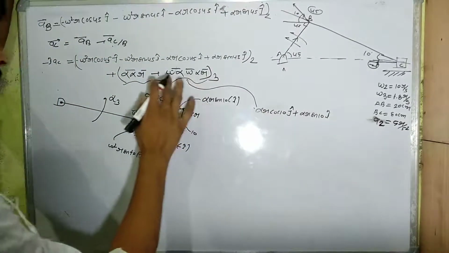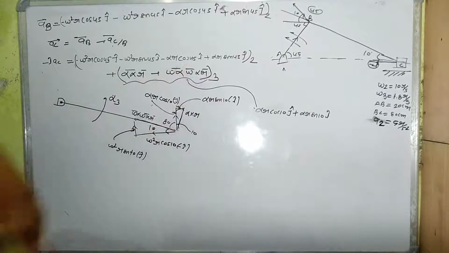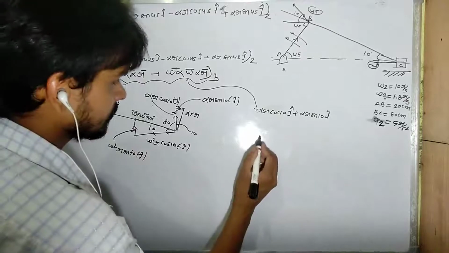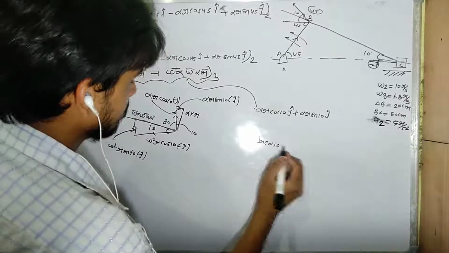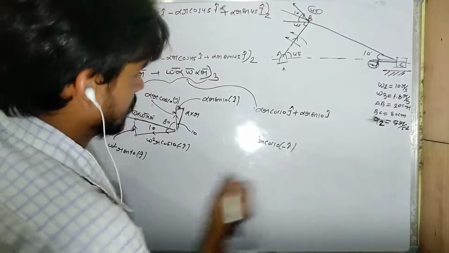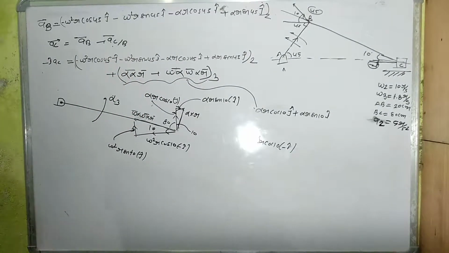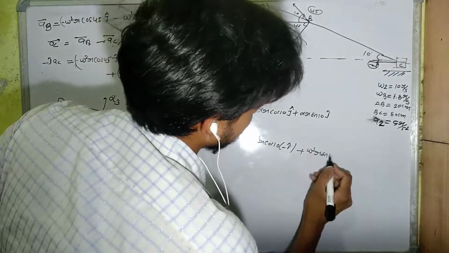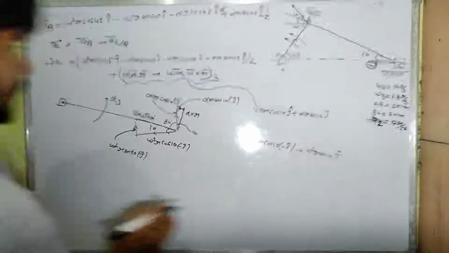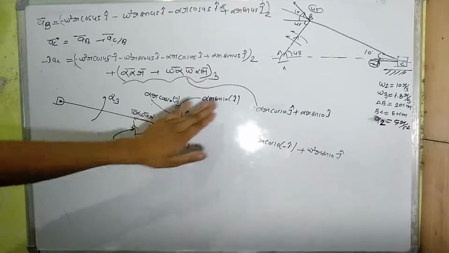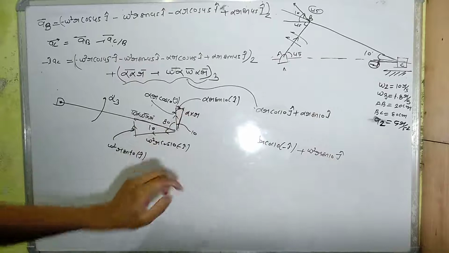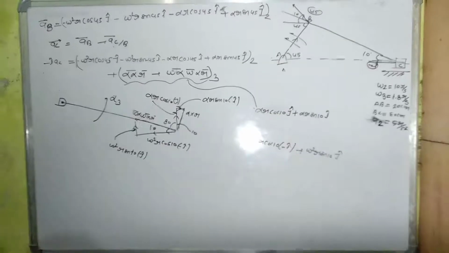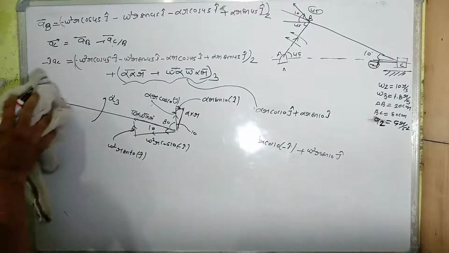Actually now I am going to write about omega cross r, that is this part. So you can write omega square r cos 10 minus i cap, omega square r sin 10 j cap. Now I am removing this part. Check once again, alpha r i plus, this is the plus, this is the plus, both are the 10, all these things are 10. Okay, so now I am going to remove this part.